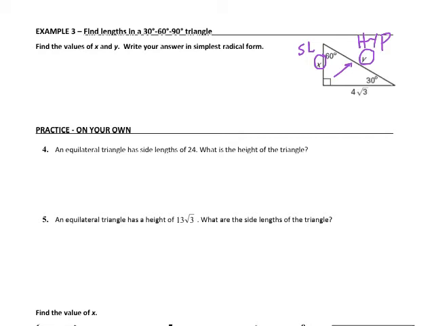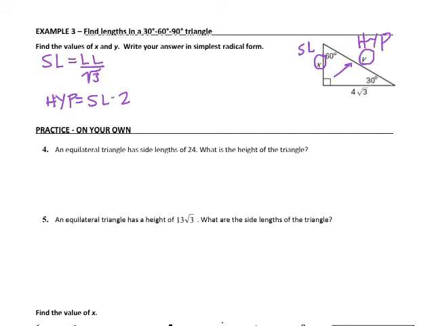So to find the short leg, we are going to take the long leg and divide by the square root of 3. And to find the hypotenuse, we're just going to take the short leg and multiply by 2. So we actually need to solve for the short leg before we can find the hypotenuse. That's going to be easiest for us anyways. And so let's go ahead and get started.